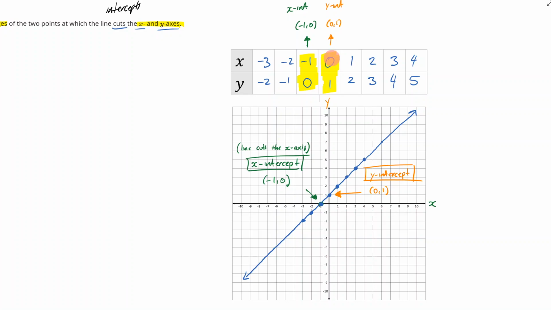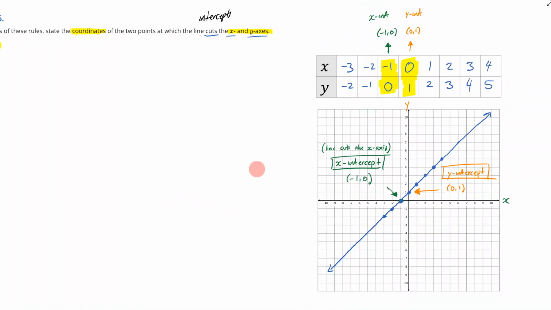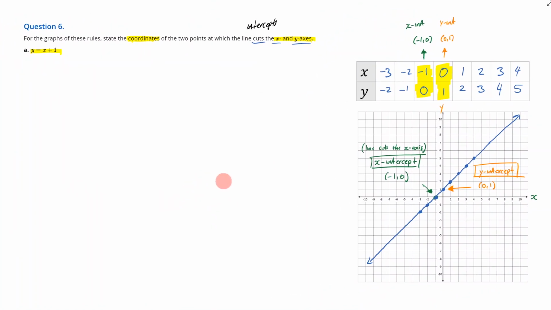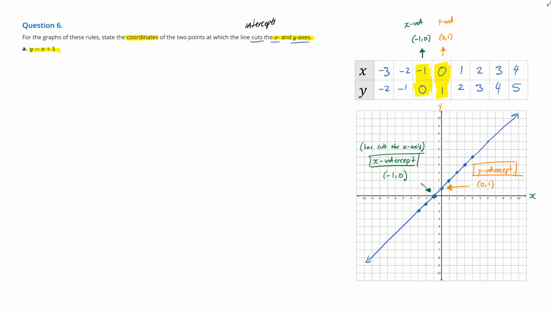All right, so how can we use this information to help us out to answer this question? All right, let's come over here. And let's write this down. So let's first start with my y-intercept, shall we?